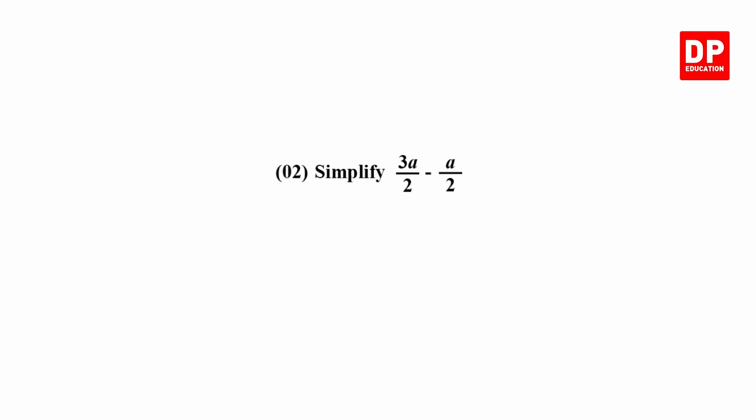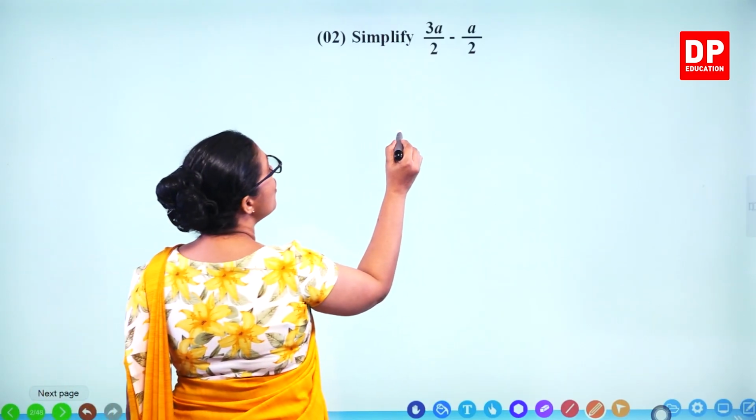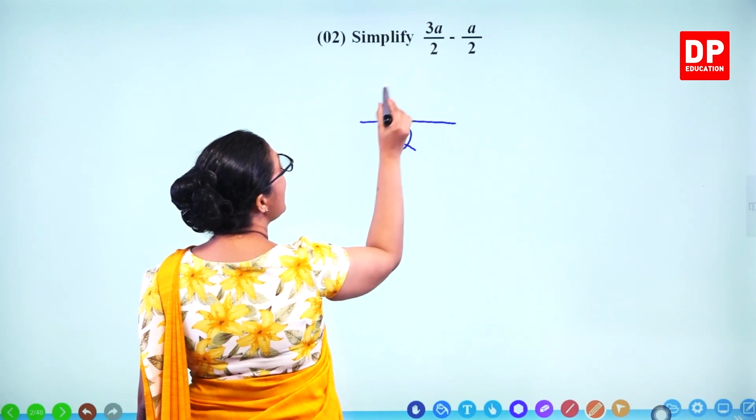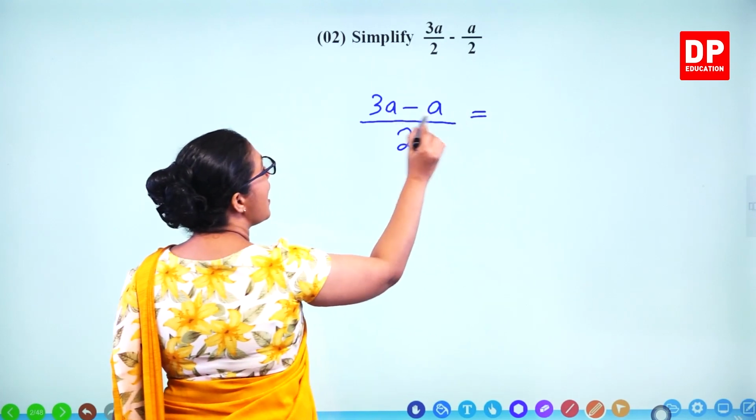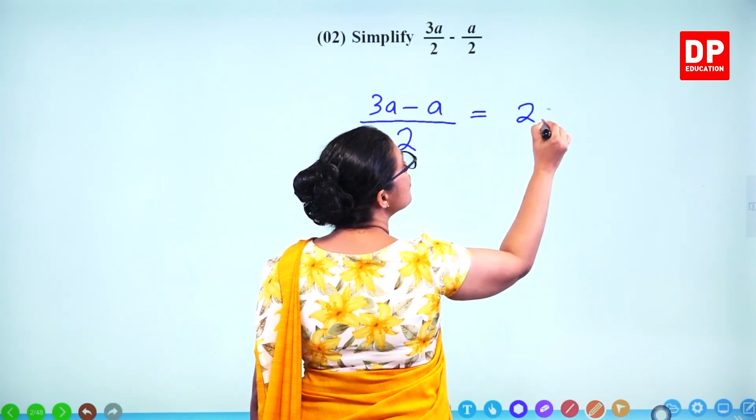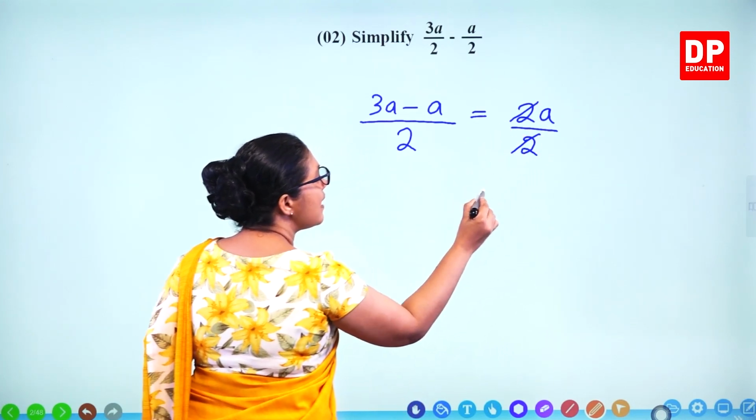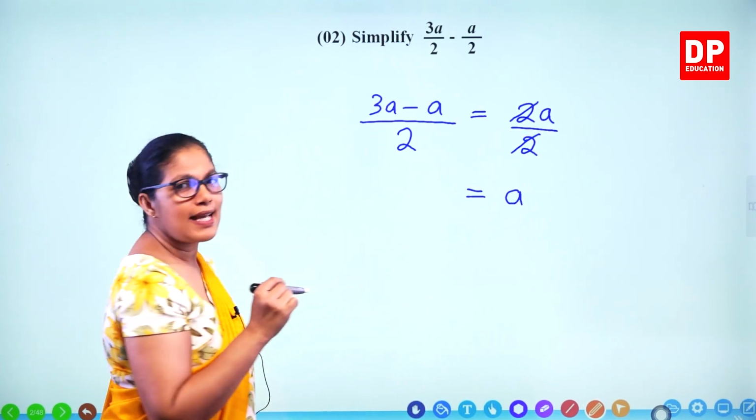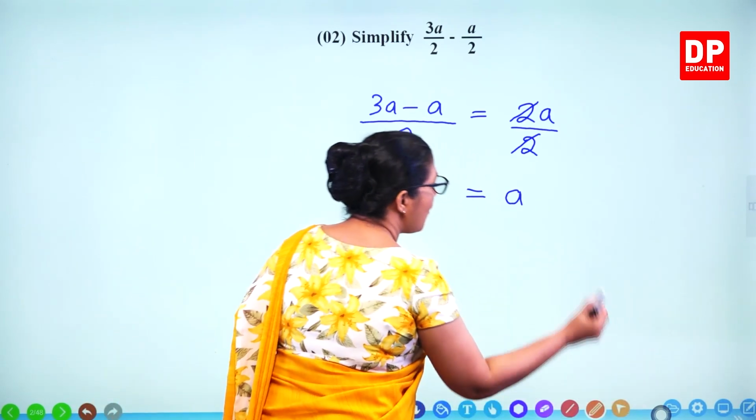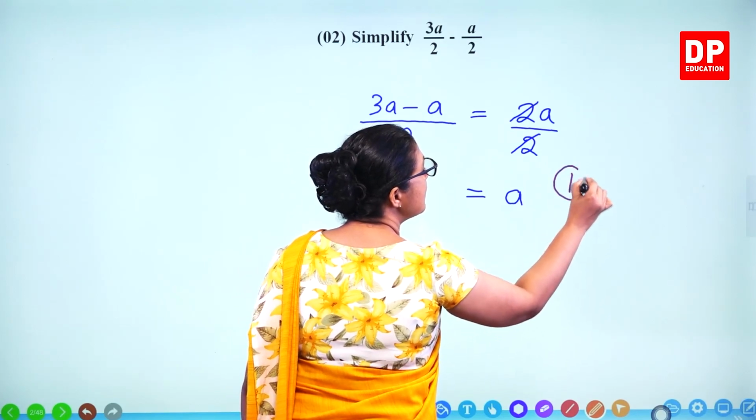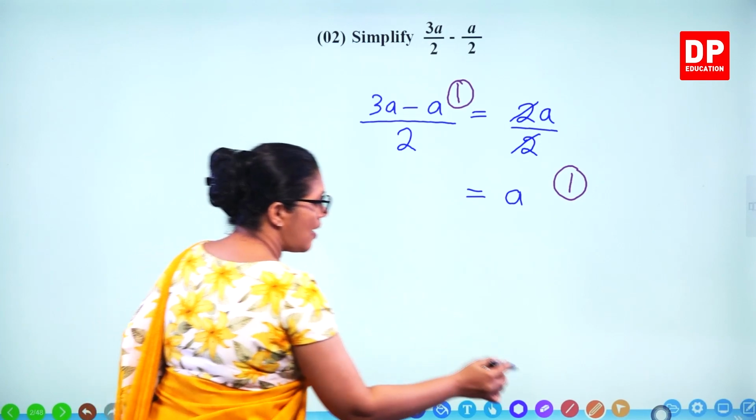Question number 2, simplify. Same denominator, so what you have to do? With the same denominator, you can subtract the numerators. 3a minus 1a, you get 2a. 2a divided by 2, the 2 gets cancelled out and you get just a. So 1 mark for the method and 1 mark for the answer.